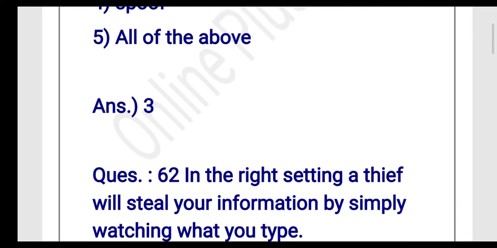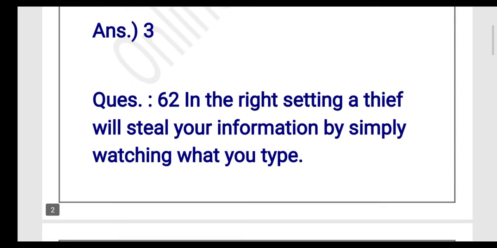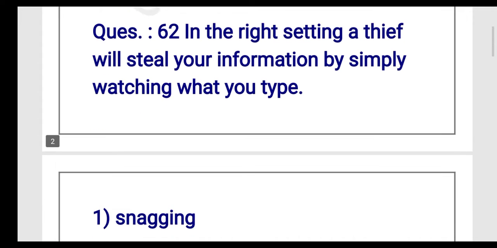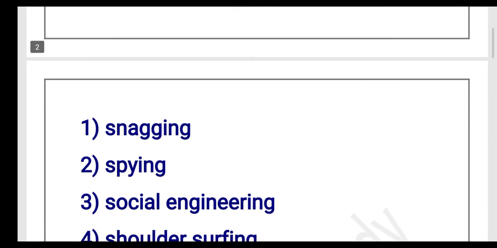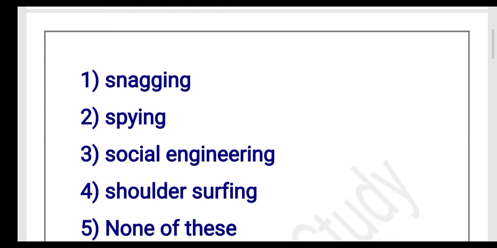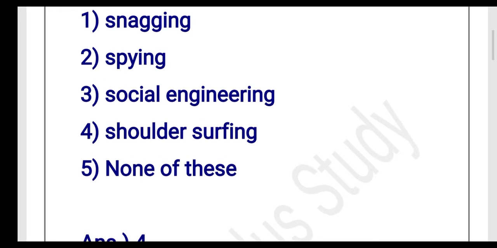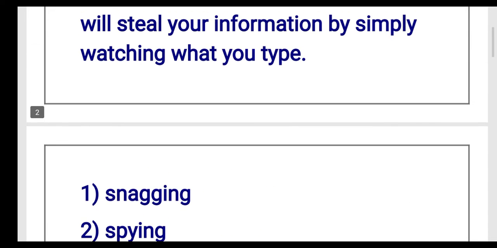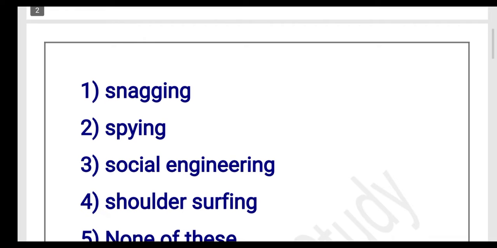Question number 62: in the right sitting, a thief will steal your information by simply watching what you type. The options are snagging, spying, social engineering, shoulder surfing and none of these. So what is its answer? Its answer is option number 4, shoulder surfing.